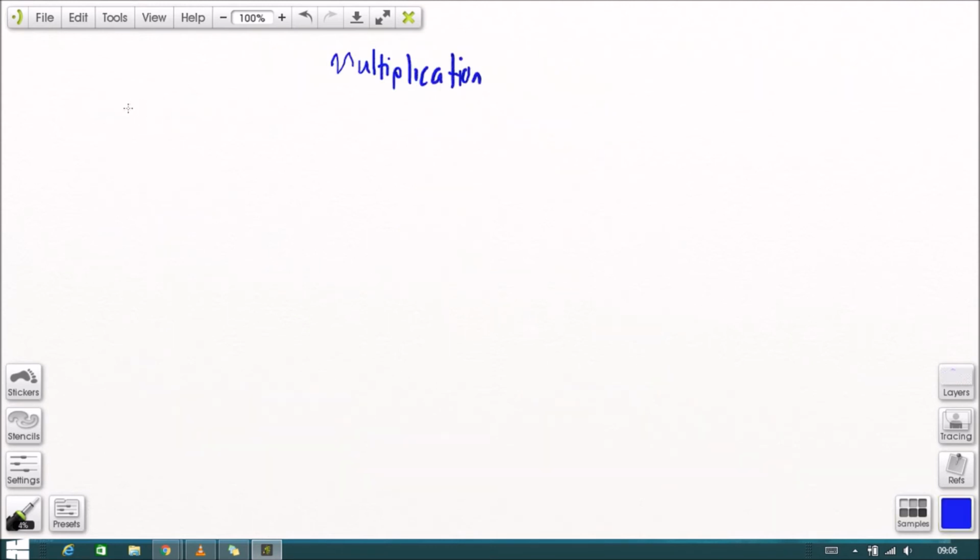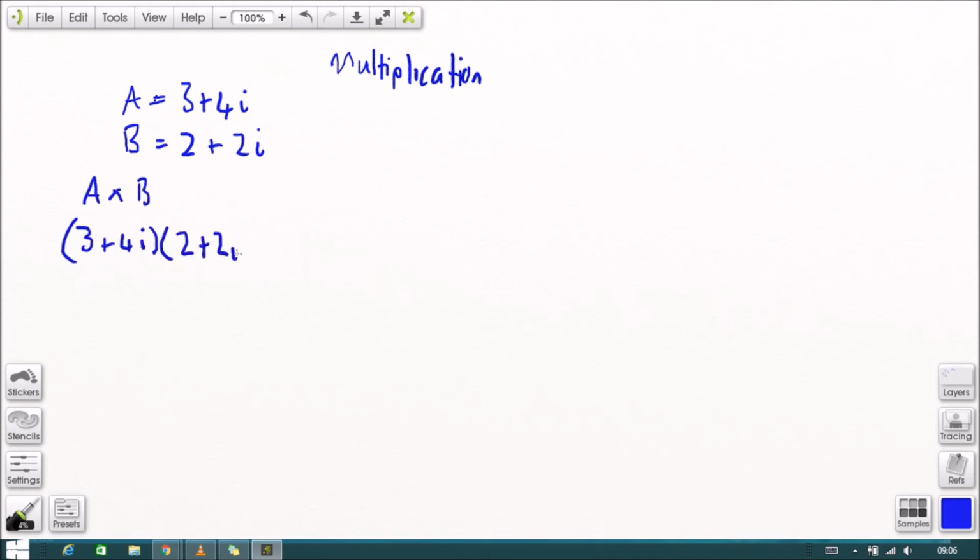The last one for today is multiplication. So if I've got two complex numbers again, we'll call them A and B. A is 3 plus 4i, B is 2 plus 2i, and I want to multiply them together. Then I have to remember I'm multiplying the whole of each number by the whole of the other number. So I'm just going to use the same technique we use for quadratic expansion.